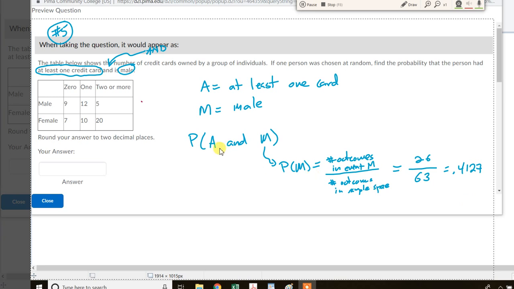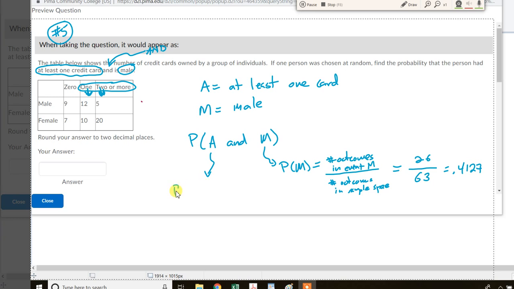Okay, now what about the probability of at least one card? At least means that or more. So that means these two columns right here, these guys and these guys going down the columns. One card or two or more cards to give you one or more. So how many people total in all these two columns? Let's see, I've got 30 and 12 is 42, 47 total, right?